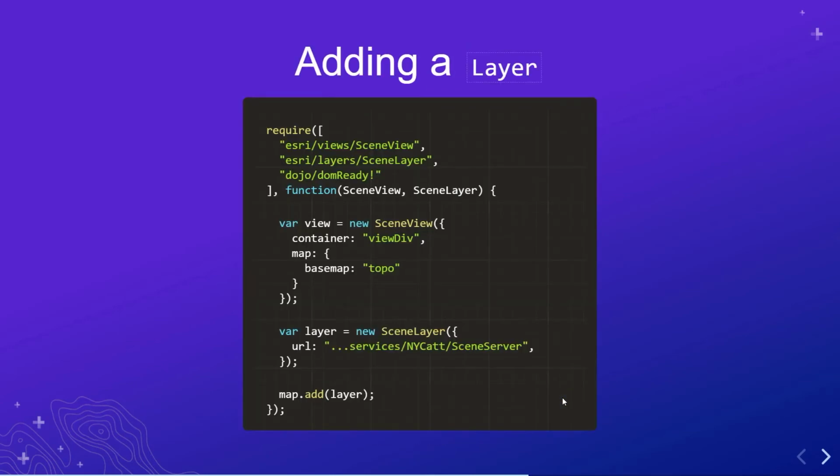So adding a layer, as we've seen in Javier's example, the API provides quite powerful and short methods of acquiring data from a server. Adding, for example, a scene layer of New York can be done in a couple of lines. We've seen the SceneView construct a couple of times already. And now, additionally, we load a layer by URL, which is a scene layer, and we just add it to our map collection.